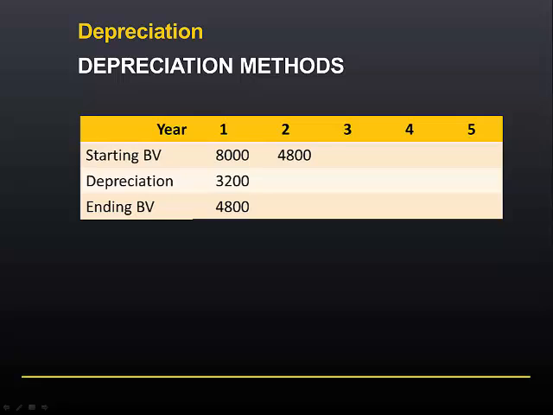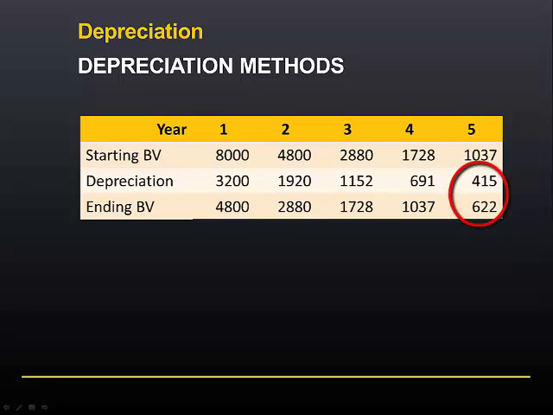The depreciation in the second year is 40% of $4,800, or $1,920, giving us a book value of $2,880. The depreciation in the third year, 40% of $2,880, is $1,152, and so on. 40% of $1,728 is $691, giving us a book value at the beginning of the fifth year of $1,037. If we continue calculating depreciation in this way, we would have depreciation of $415 in the last year and an ending book value of $622.